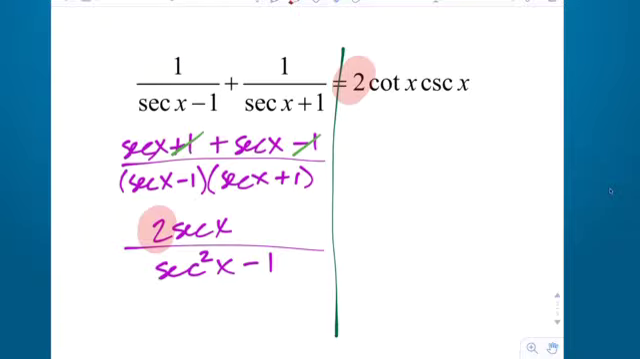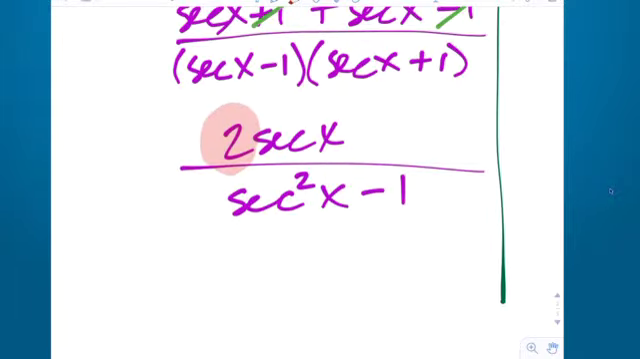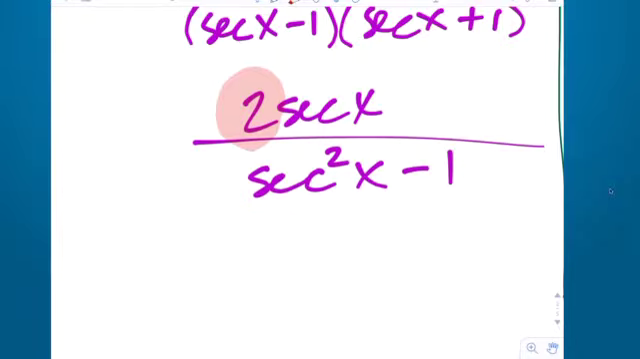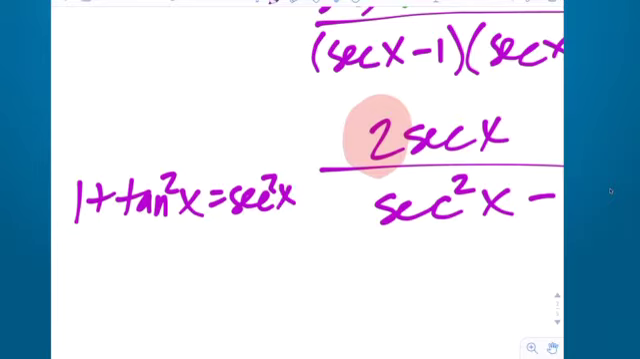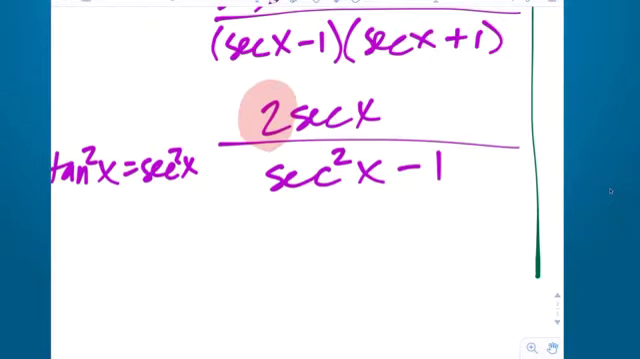So all I really have left to prove is that secant divided by secant squared minus 1 is cotangent times cosecant. All right. What would we do next over here? Secant squared minus 1. Yeah, that's a Pythagorean identity. So if you want to come off to the side and write it the way you memorized it, 1 plus tangent squared is secant squared. So secant squared minus 1 is tangent squared. So we have 2 secant of x over tangent squared.